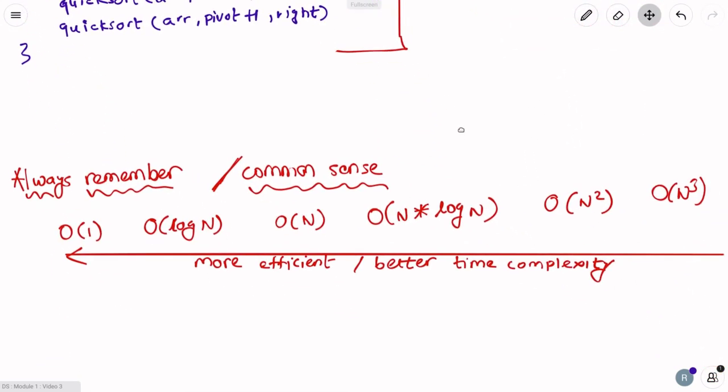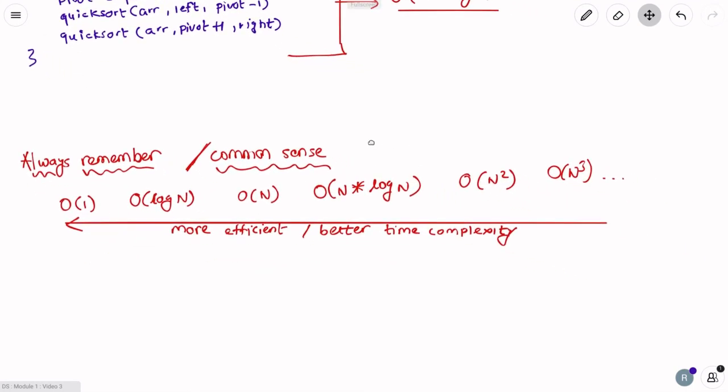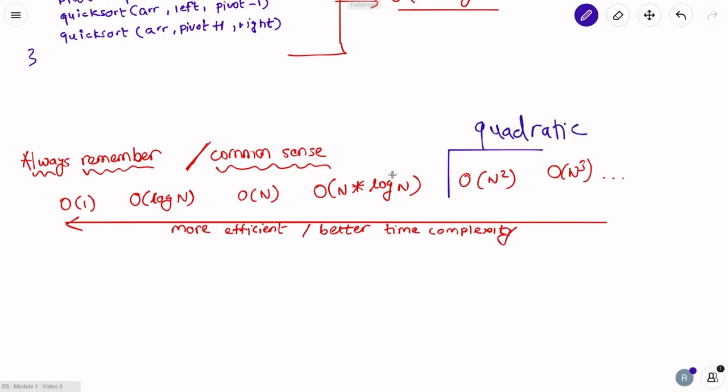Okay, so always remember, this is common sense, that big O of 1 is the best time complexity that we can have, then big O of log of n, then big O of n, then big O of n into log n, then big O of n square, then big O of n cube. These are nothing but the quadratic time complexities. So we always desire to have constant time complexity, then logarithmic time complexity, then linear time complexity, then this time complexity, and then quadratic time complexity.